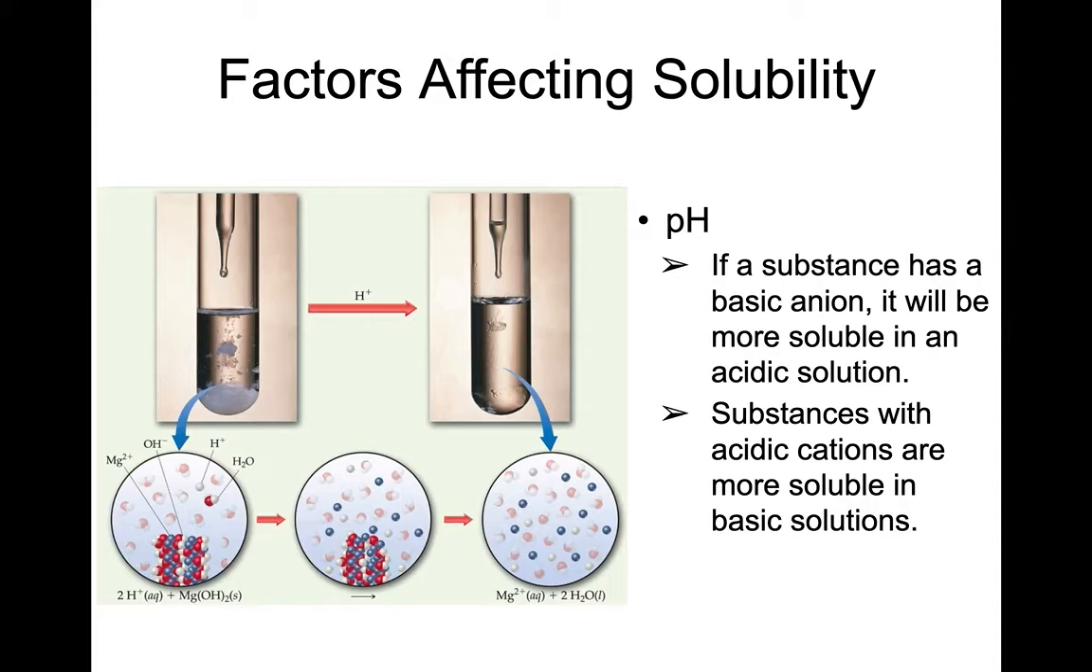Another factor that we need to take into effect is the pH, because as we saw in previous lessons, different ions, especially metal ions, have an acid or base property to them. So if the substance has a basic anion, it's going to be more soluble in an acidic solution. If the substance has an acidic cation, it's going to be more soluble in a basic solution. So we need to think about the ions in our substance, and consider their acid and base properties to determine what pHs they're going to be most soluble at.